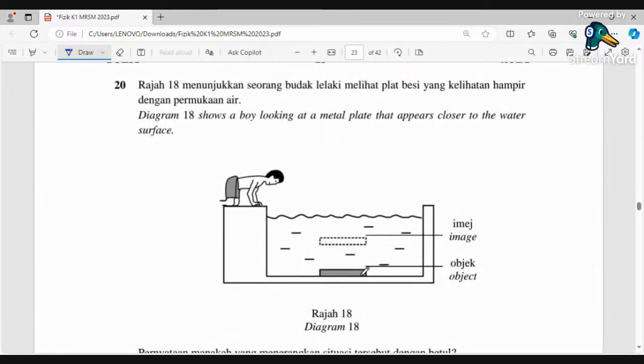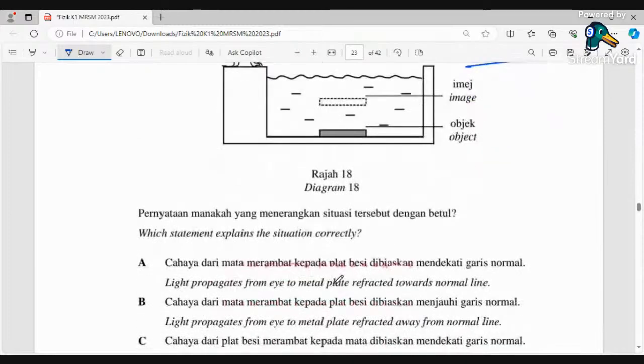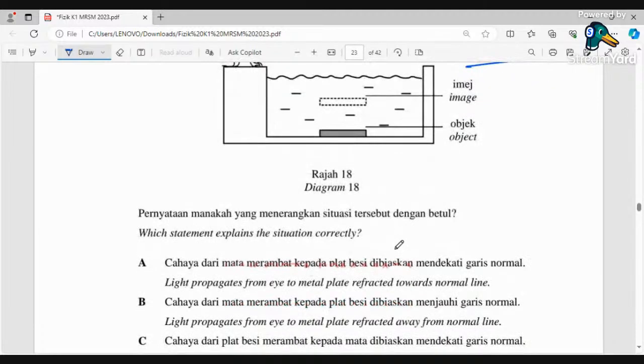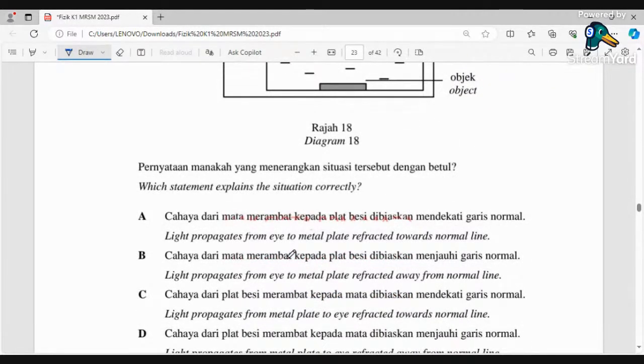Okay, number 20, looking at a metal plate that appears closer to the water. Kita tahu ini konsep ialah refraction of water. Okay, refraction of water. Which statement explain the situation? Why the image appear closer to the surface? Okay, light propagate from eye to metal plate, refracted towards normal line.